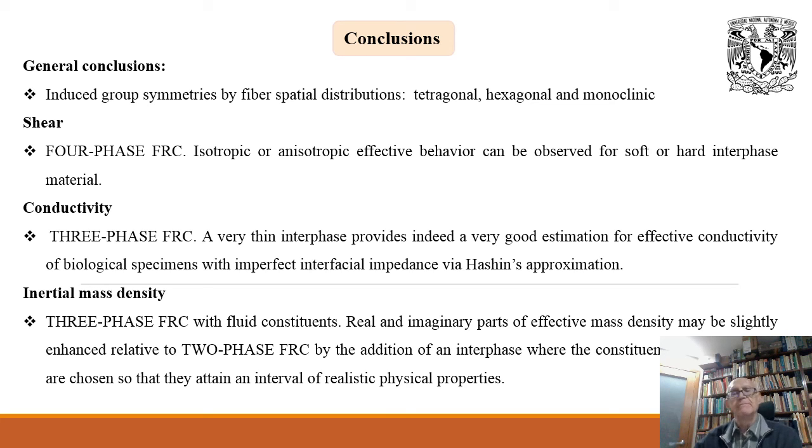The conductivity problem as applied to a biological tissue like muscle cells, the impedance model of two faces can also be attained for the case of three faces with a very thin interface, which is the case of Hashin's approximation. In the last case, where we have mass density, we show that it's possible to get enhancement of the mass density via close values of the two materials and varying volume fractions of the third one.